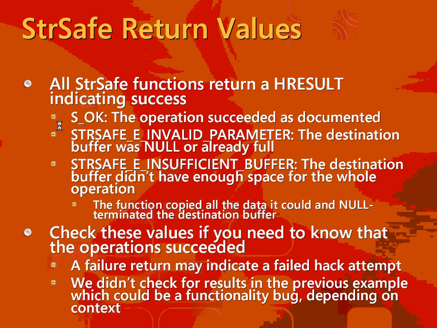And then there's also a nice middle ground here, which is the insufficient buffer return code. This will tell you that there wasn't enough space for the whole operation, but it copied all the data it could and null terminated the destination buffer. In our previous example, the string copy would have returned the insufficient buffer return, and then the string cat would have returned the invalid parameter code. However, neither of them would have failed necessarily because they were doing exactly what we asked them to. There just wouldn't have been enough space.